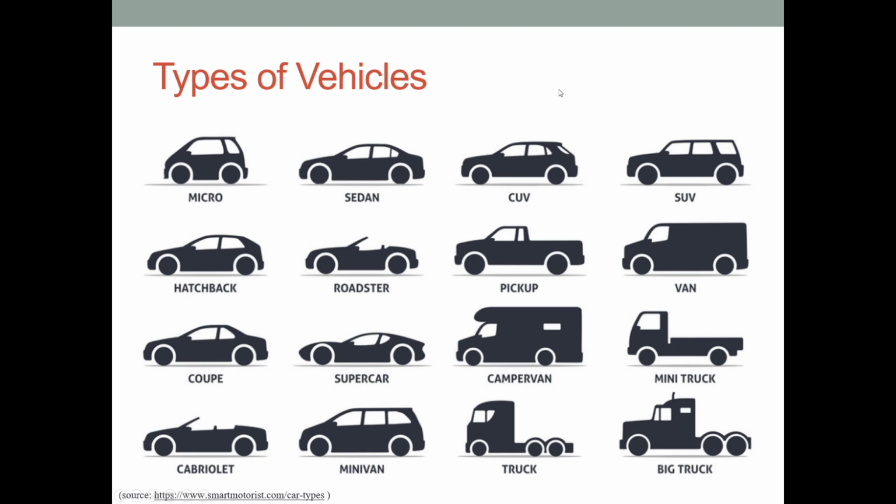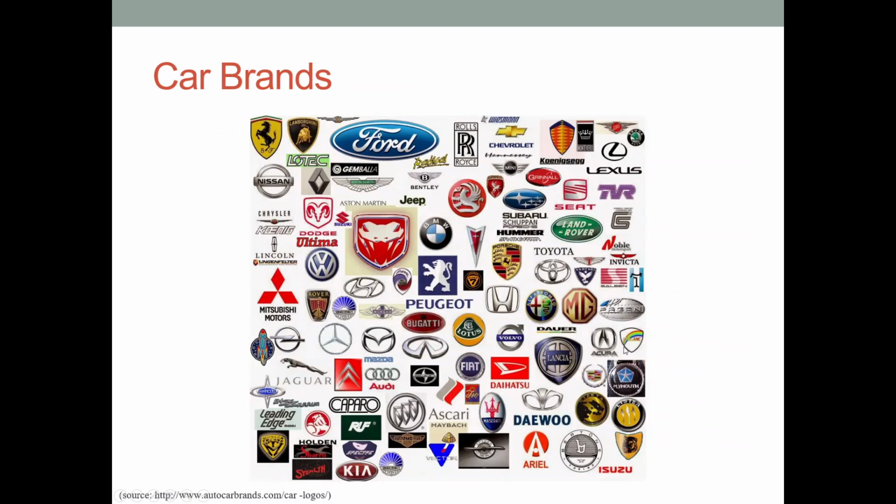So these are different types of vehicles in general. We can start from micro, and then go to sedan, CUV, SUV, and so on until trucks and big trucks. There is a website here where you can take a look at types of cars and their definitions in more detail. These are some of the brands for cars. For instance, we know about Ford, Chevrolet, and some others, but some brands are for specific vehicles. For instance, some companies are only designing or developing electric cars, like Tesla. Some others specialize only in trucks, vans, or minivans.